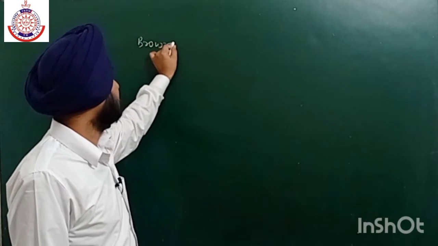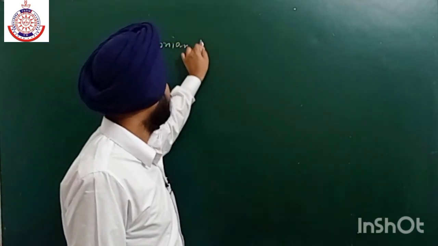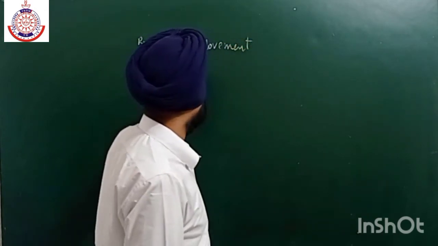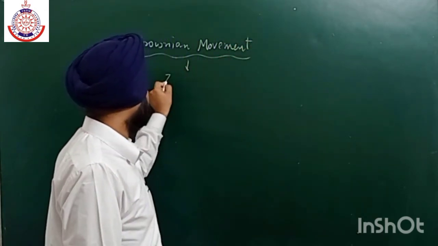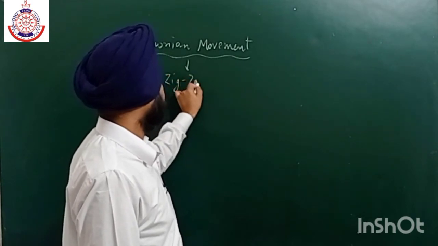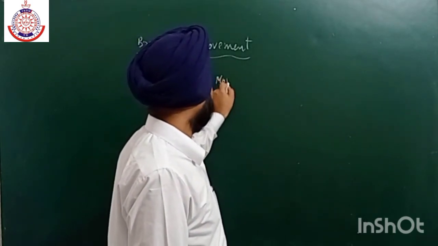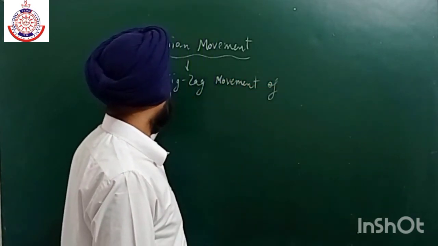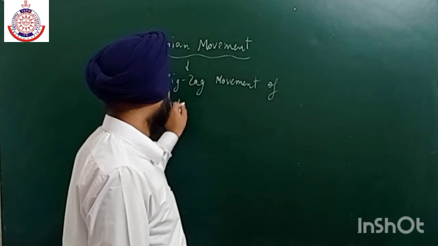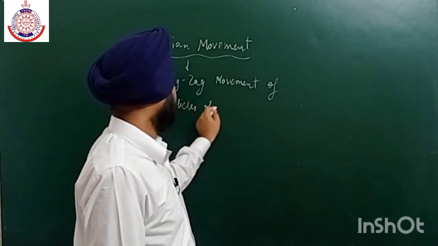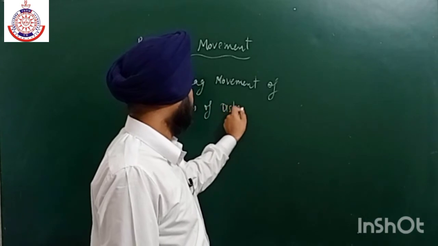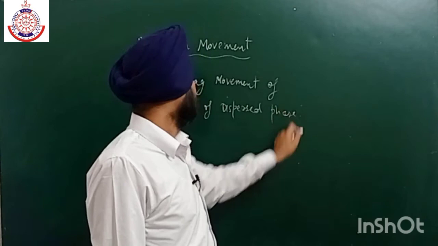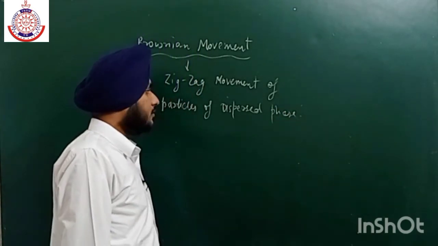Brownian motion is the zigzag motion of the particles of the dispersed phase. So it is nothing but the zigzag movement of the particles of the dispersed phase.